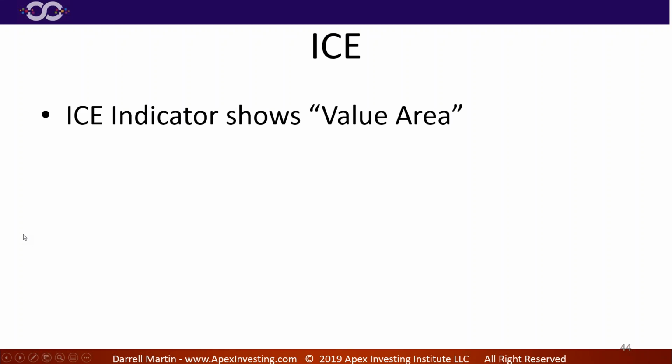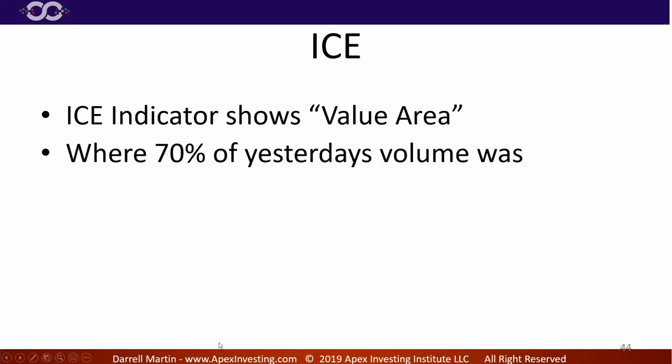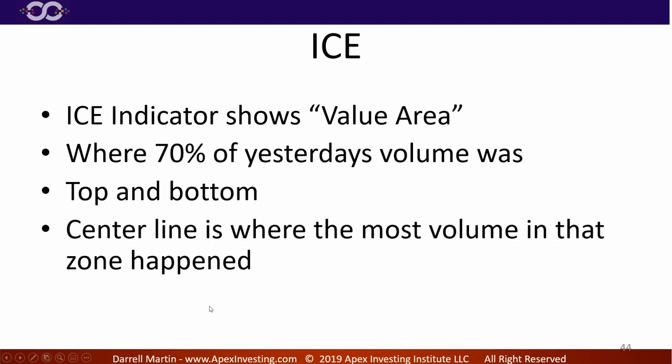The ICE indicator shows its value area. Have y'all heard of value area before? It's pretty common. I didn't invent it. I did change it to be more accurate based on when market closes. I also made it to where it could actually do it on Forex using futures volume, something nobody else has done. But it's basically just value area. It's where 70% of yesterday's volume occurred. Top and the bottom, and then the center line, the blue line, is where the most volume in that zone happened.